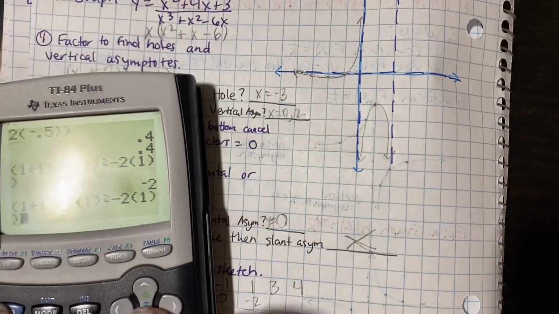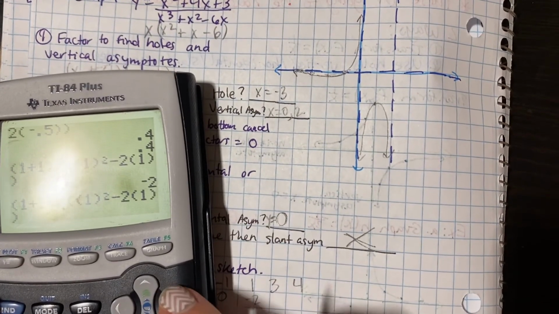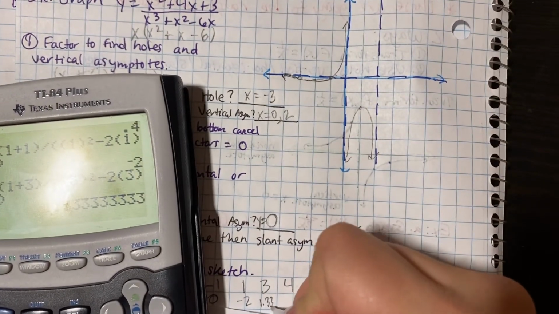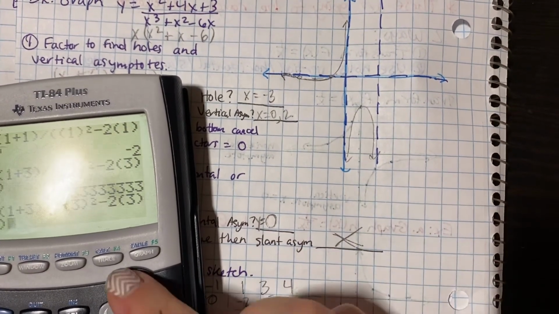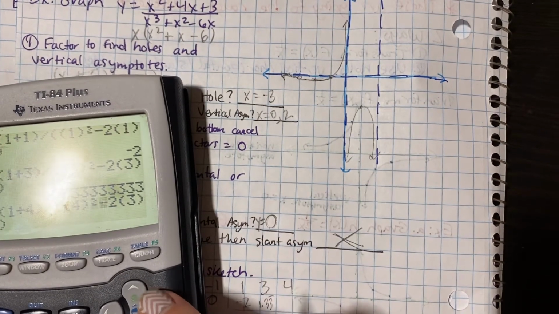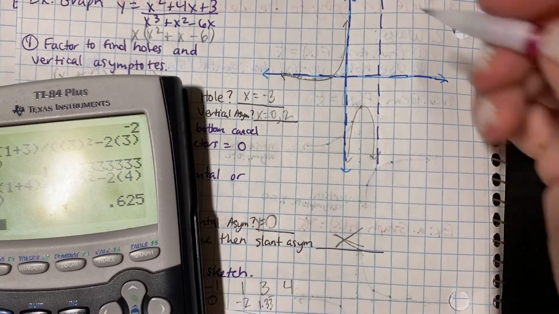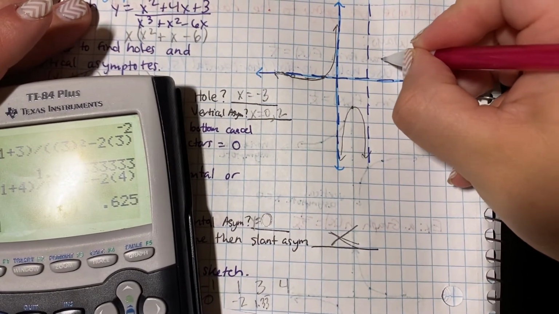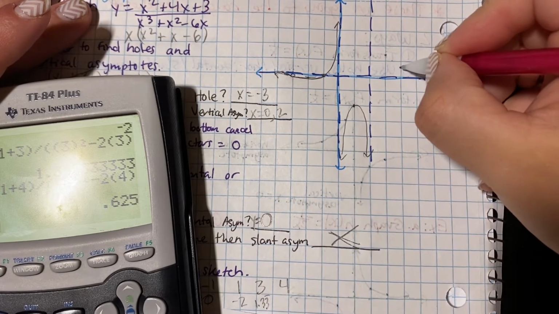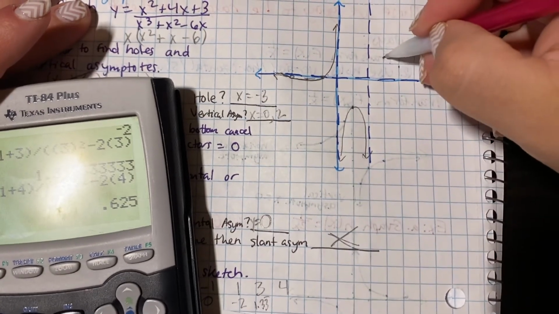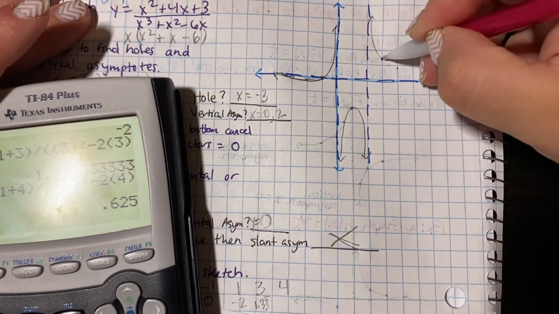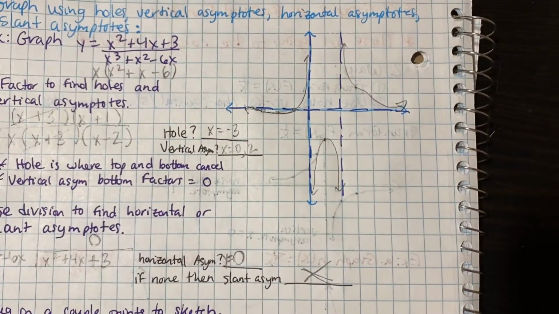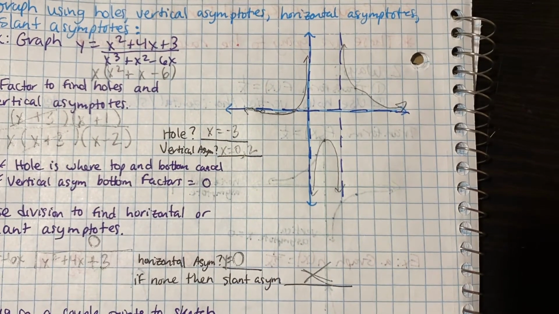And so now let's plug in 3 and 4 to figure out what's going on there. Okay, so at 3, I'm at 1 here. At 4, I'm down here. So we must look something like this. And there's your picture. Okay? Yeah, it was a lot of work, but we got our picture.